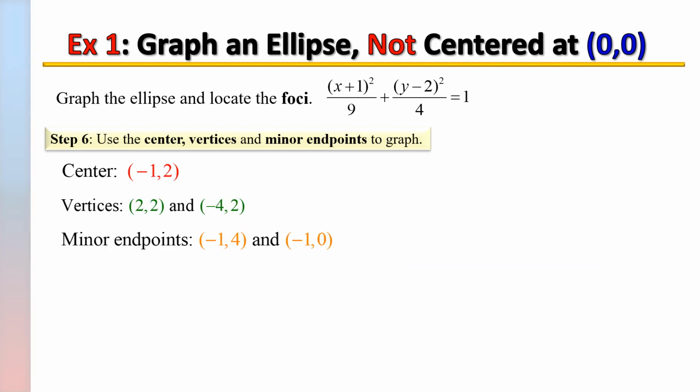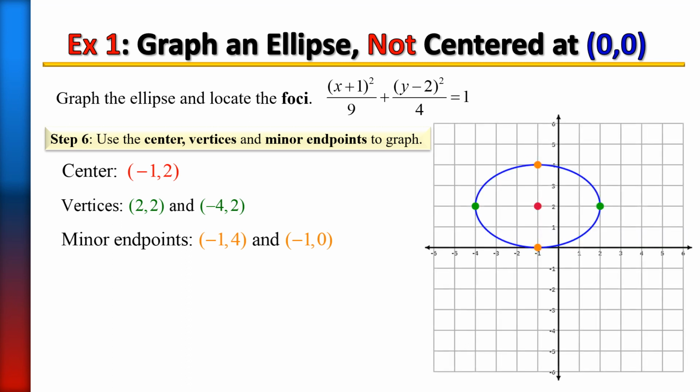Okay, so we have enough points now that we should be able to see the sketch of our graph. Once we plot those points on the rectangular coordinate system, it's going to look like so. And actually, all this was a graph that was originally centered at the origin, but was moved over 1 unit to the left and 2 units, 1, 2, up. And there you have it, the graph of an ellipse not centered at the origin.